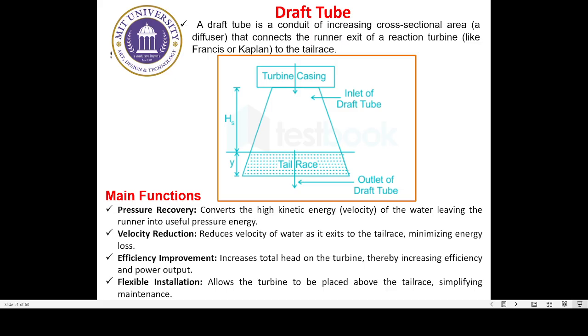It also offers flexibility in the installation. The addition of the draft tube allows the turbine to be placed above the tail race. And if such is the arrangement, that is definitely beneficial for us as far as the maintenance is taken into consideration. So these are some of the important benefits or advantages that we can obtain from the application of the draft tube in case of the reaction turbine.